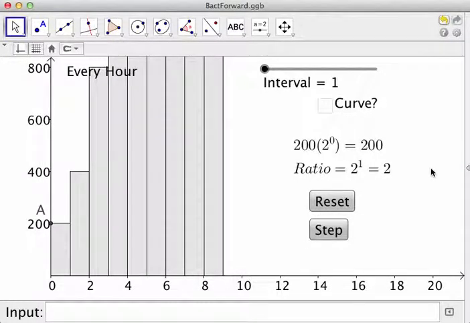Suppose we have a bacteria colony that started with 200 cells at hour 0 and is doubling each hour. Well, this graph shows us more or less what will happen from hour to hour. So at 0 hours we have 200. At 1 hour we have 400. At 2 hours we have 800, and then we're off the chart.